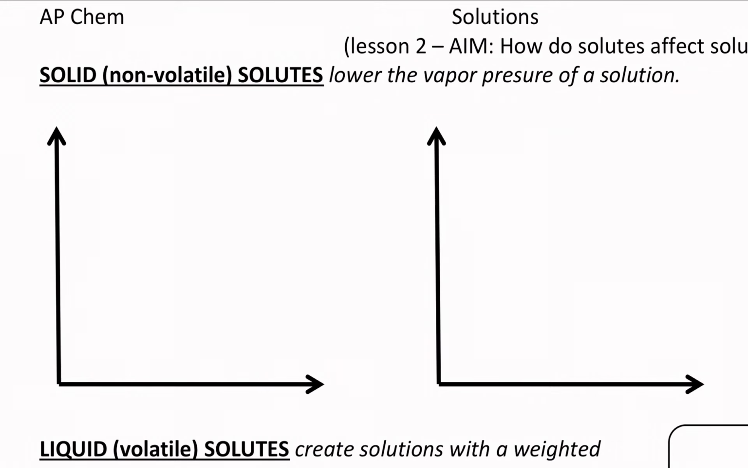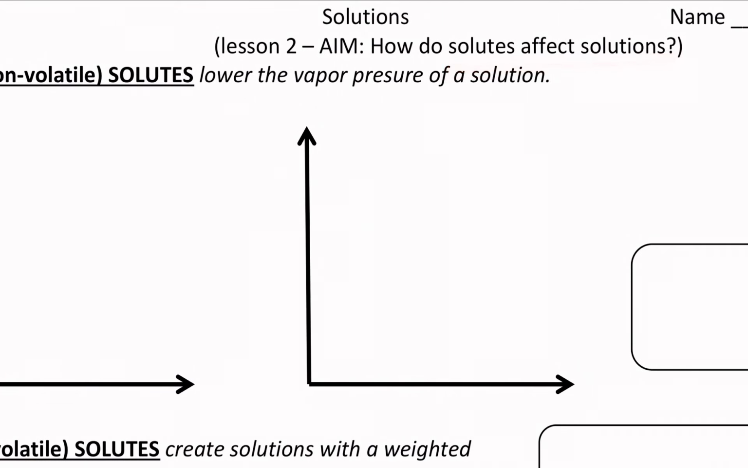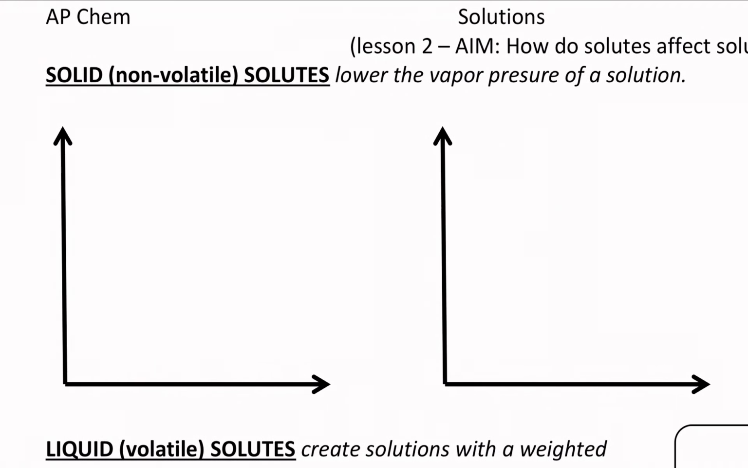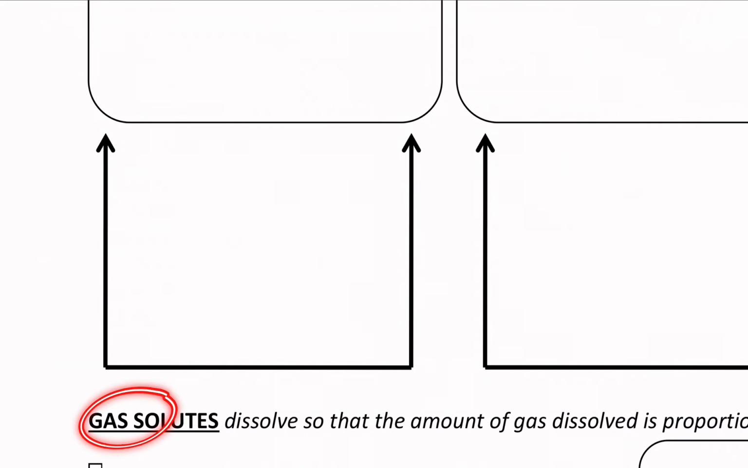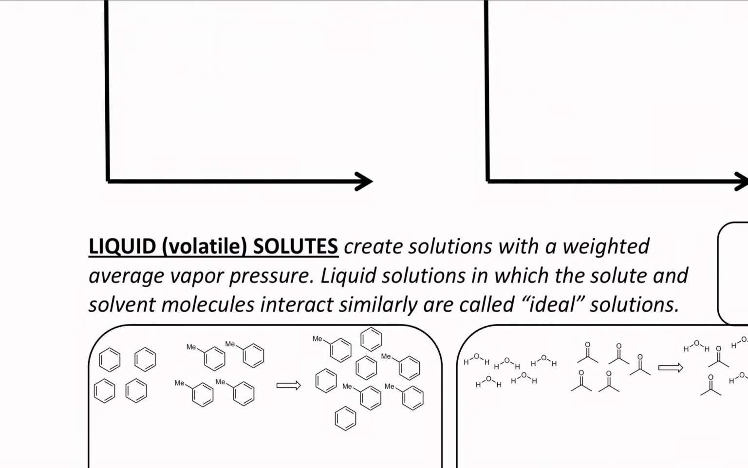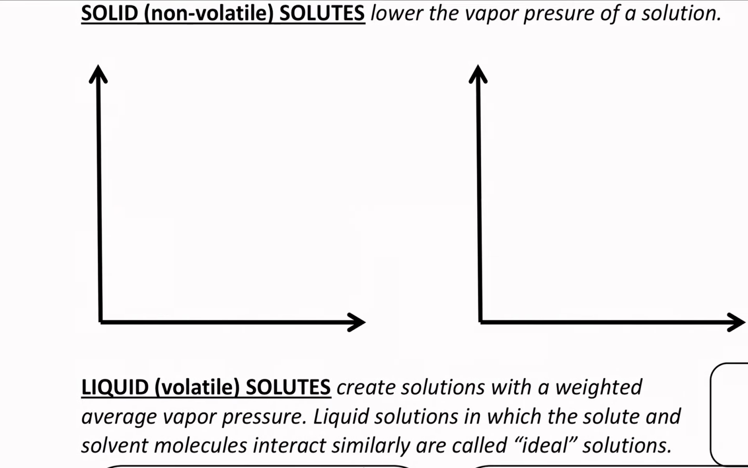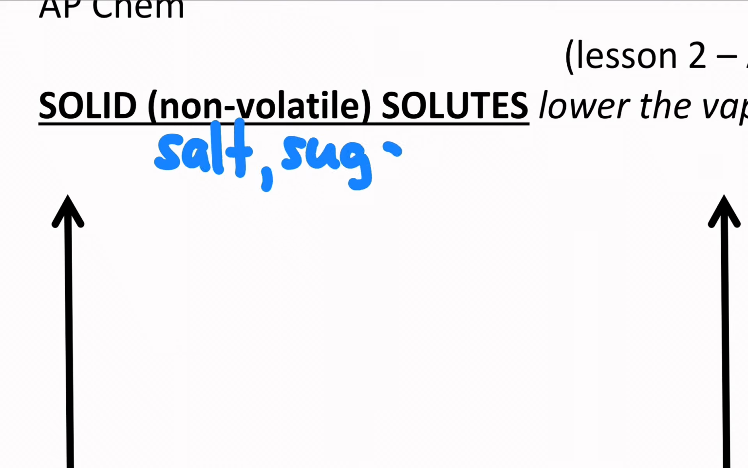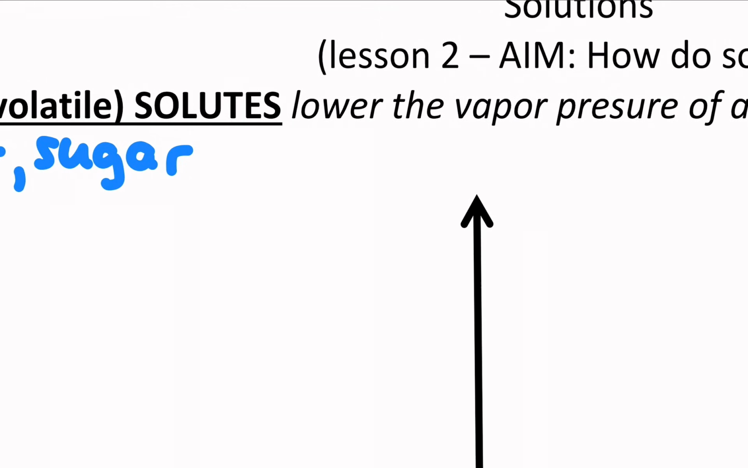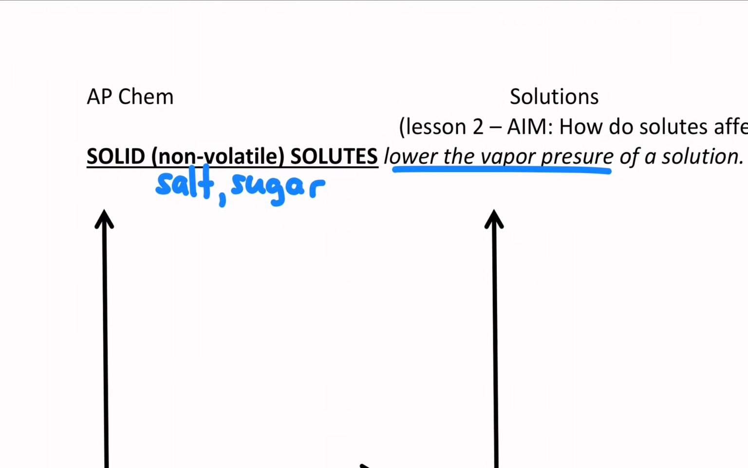Okay, chemists, in this lesson we're going to look at how solutes affect solutions. I've broken it down into different types of solutes, specifically solid solutes, liquid solutes, and gaseous solutes, because we need to treat them differently. They do different things. Starting with solids, non-volatile solutes, meaning things like salt and sugar. What they do is they lower the vapor pressure of the resulting solution.